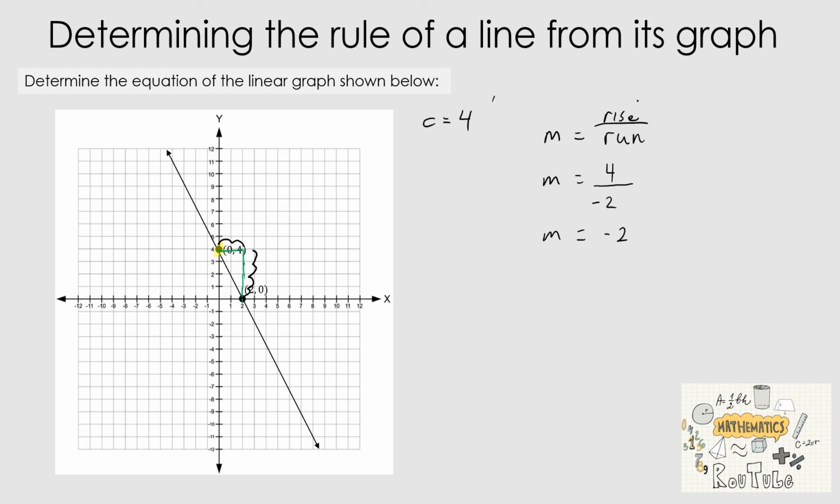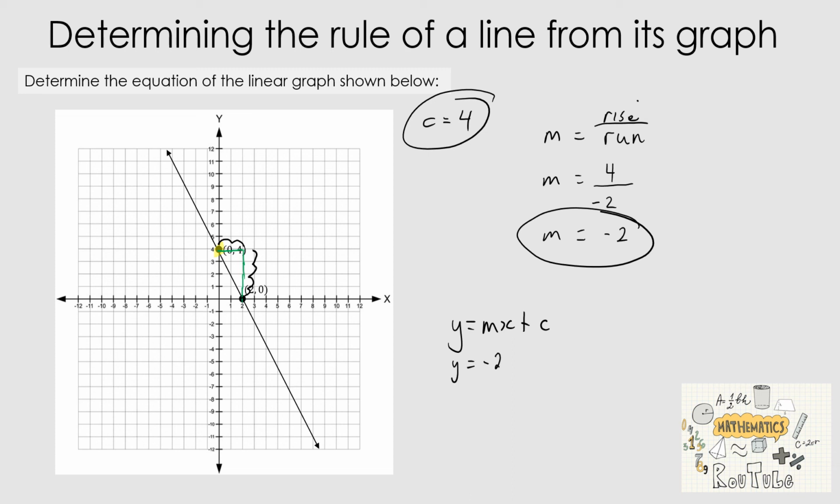So now we've got our c, we've got our m. Once again, we start from y equals mx plus c. And we know that our m value is negative 2. We just worked it out. And our y-intercept is a positive value, and it's 4. So therefore, the equation is y equals negative 2x plus 4.